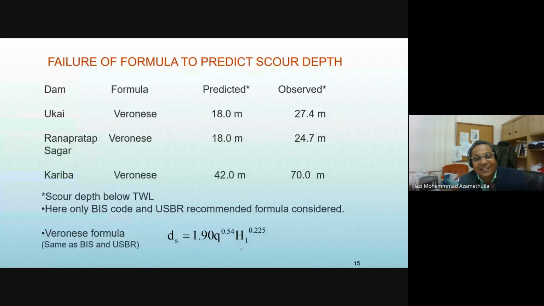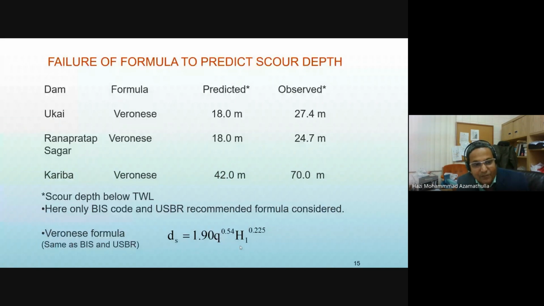Another example, in the case of Rana Pratap Sagar in Rajasthan, the observed scour was 24.7 meters. Now another beautiful example, Kariba Dam on the Zambezi River between Zimbabwe and Zambia. The Veronese formula gives 42 meters, but you can go to Google and check: the observed scour depth is 70 meters. Every 10 years you can see it going deeper if the dam height is more than 120 meters.